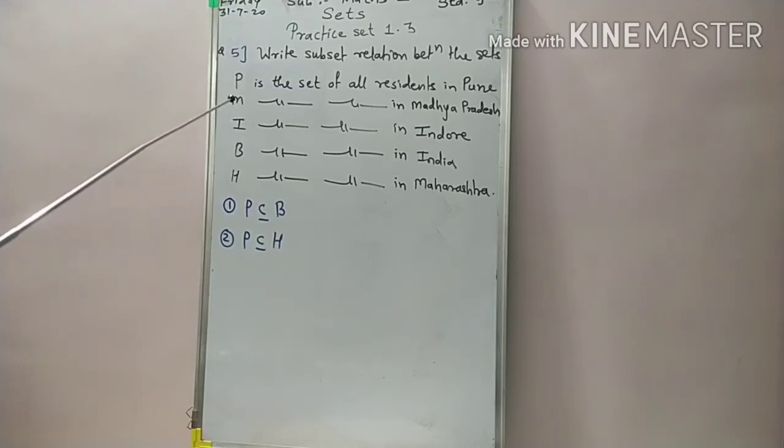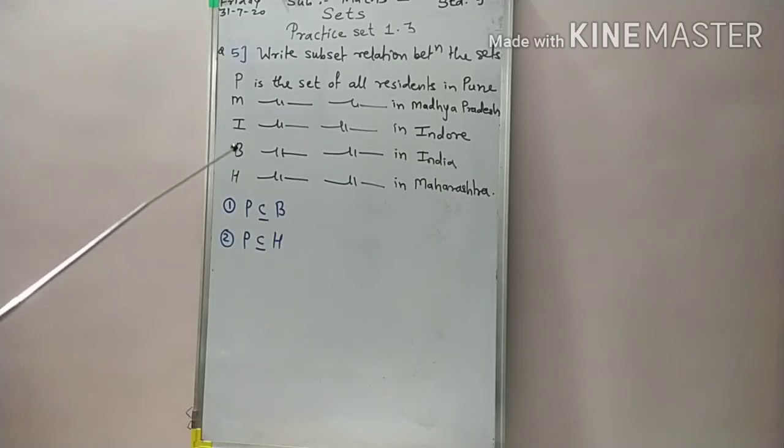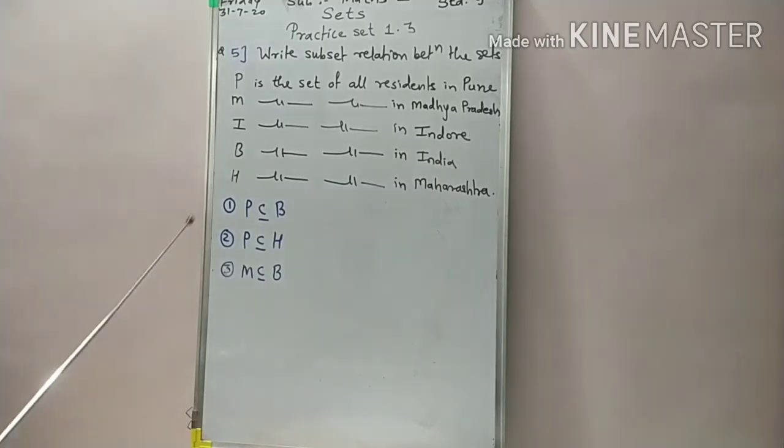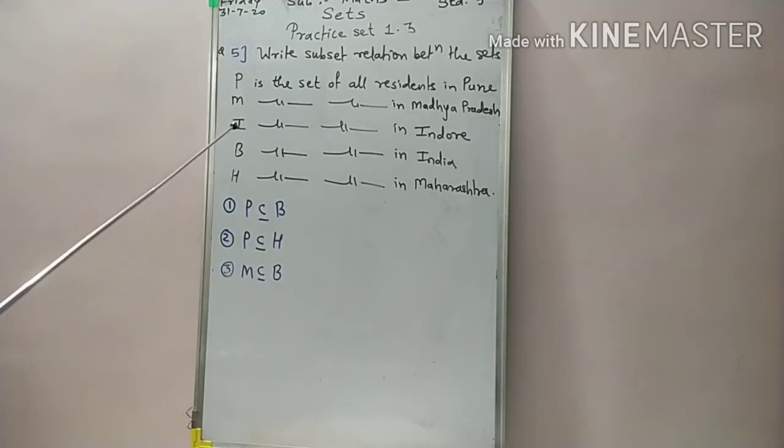Then, Madhya Pradesh is in India. So all the residents of Madhya Pradesh are residents of India, and hence M is a subset of B. And all the residents of Madhya Pradesh are not in Maharashtra. So M is not a subset of H. So here we have only one relation: M is a subset of B. Okay. Now for I, the residents in Indore, we have to find out I is a subset of which set. So compare this I with the remaining 4 sets.